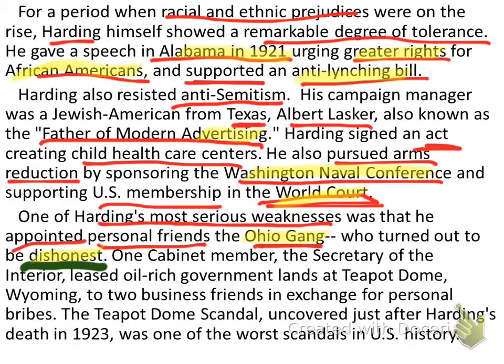He was not a bad guy, really wasn't a dishonest person, but unfortunately, he did surround himself with some people who were. For example, one cabinet member, the Secretary of the Interior, leased oil-rich government lands. These are lands that the government owns. Keep in mind, the government is the largest landowner in America. At one time, pretty much everything west of the Mississippi was owned by the government, or at least a good chunk of it, 90-ish%.